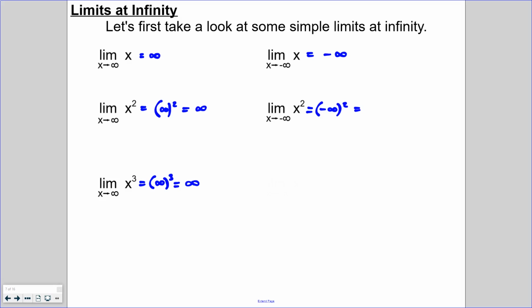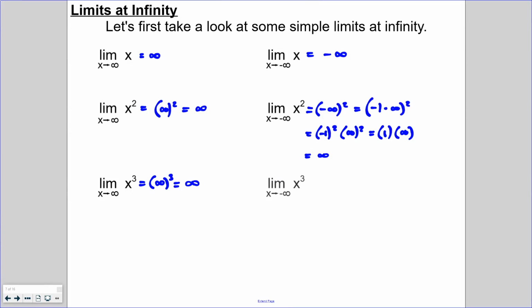Well, if I wanted to, which I do, I can rewrite negative infinity as negative 1 times infinity, squared. Since we have multiplication, we know that we can pull apart exponents. So this is going to become negative 1 squared times infinity squared. Negative 1 squared we know is positive 1, and we already said that infinity squared is infinity, so 1 times infinity will give us infinity. Therefore, we can determine that the limit as x approaches negative infinity of x squared will equal positive infinity.